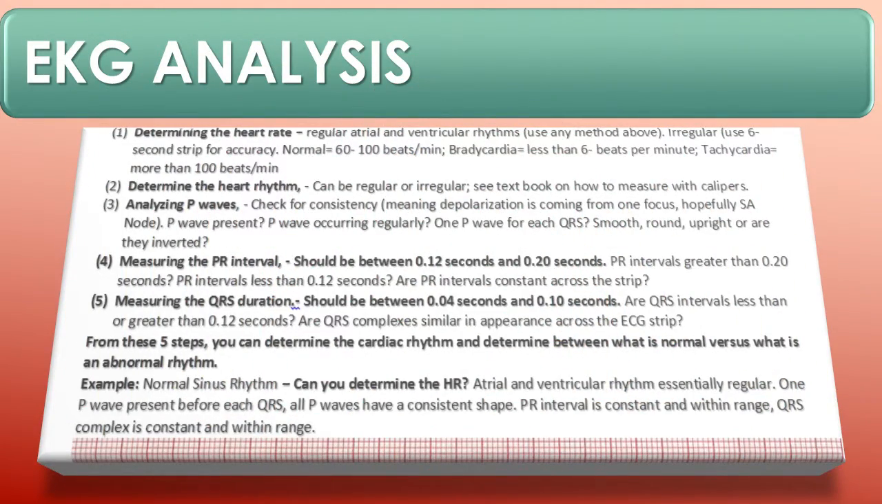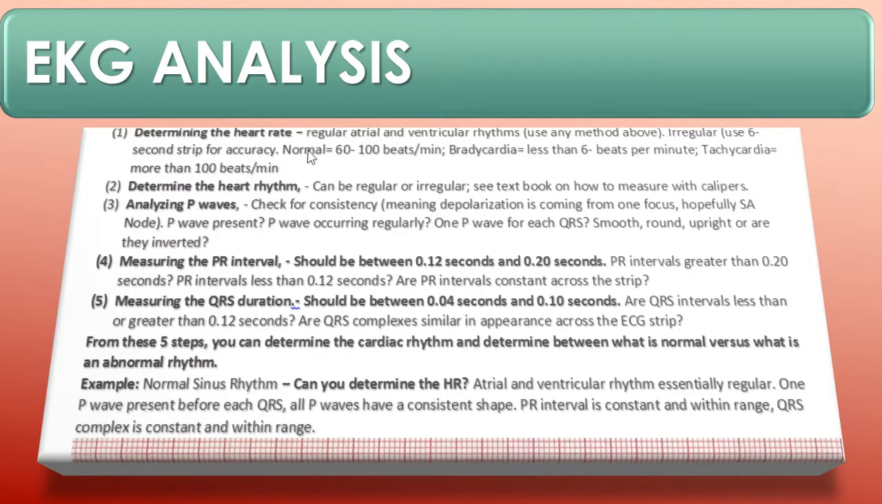Let's now briefly talk about how you are going to analyze an EKG tracing. You're going to take a strip and look at it, using the 5-step method that facilitates understanding what's going on. You may also use calipers to make sure that you are doing this correctly. The first thing you want to do when you're looking at an EKG strip is determine the heart rate.